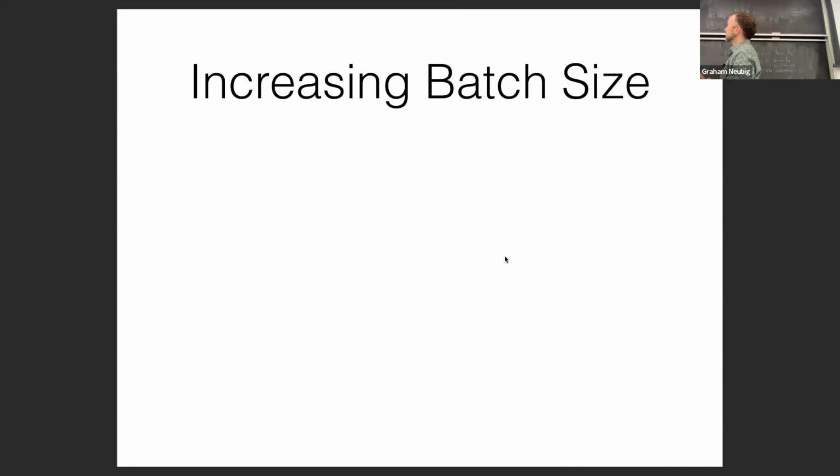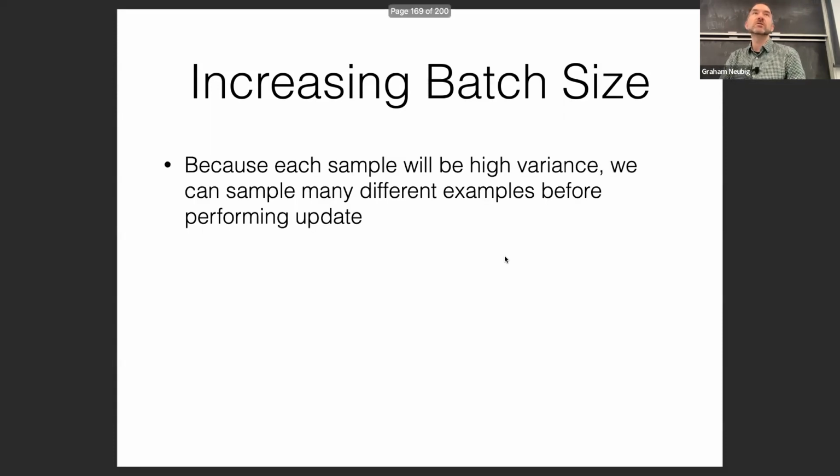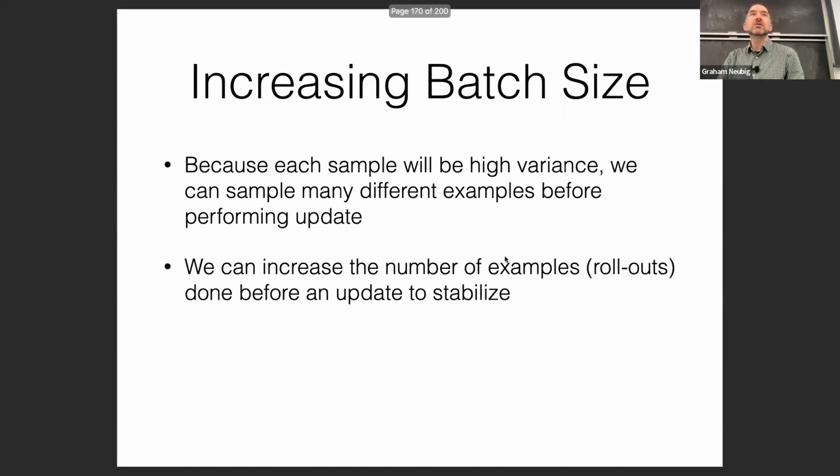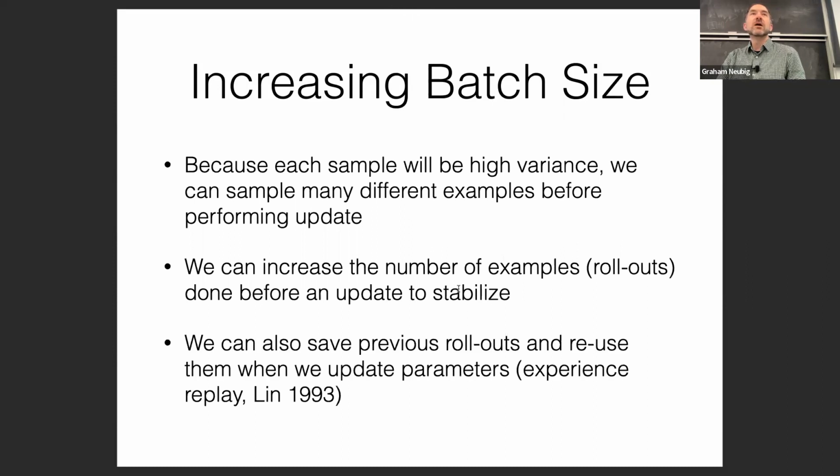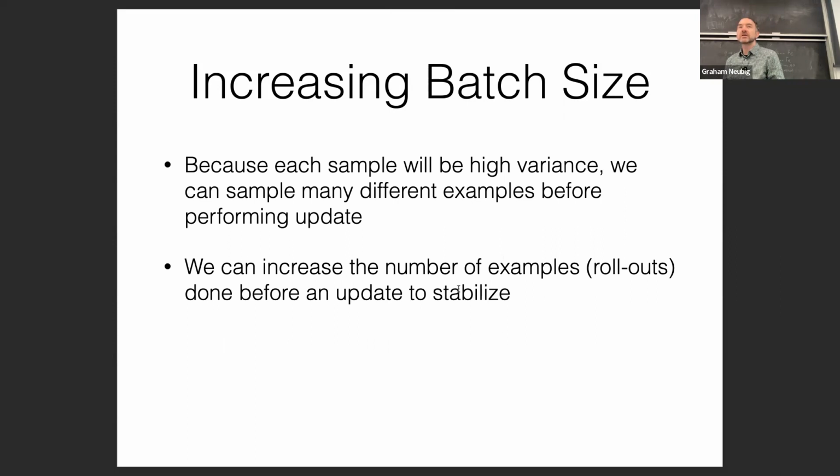Another really important thing is that each reinforcement learning update has only a few negative examples. It can be very, very unstable based on the negative examples that you get. So it's important to increase your batch size, to have a large batch size when you're training these models. A couple of things that we can do: we can increase the number of examples or rollouts done before an update to stabilize. What I mean by this is basically, instead of updating after every sentence you process, you can update after you process 128 sentences or something like that. And that will help stabilize your gradients a lot.